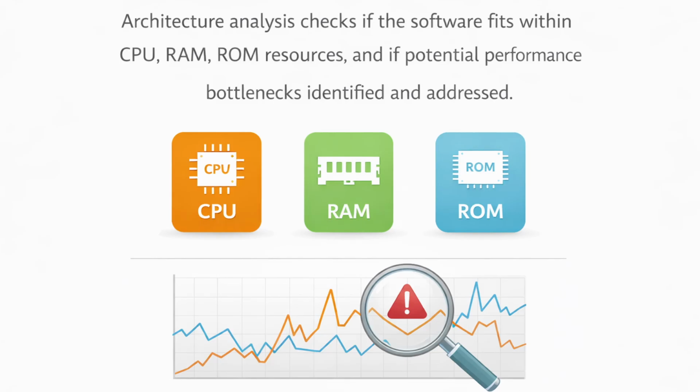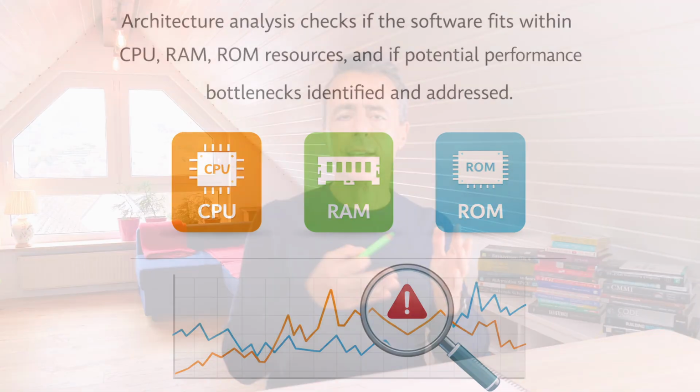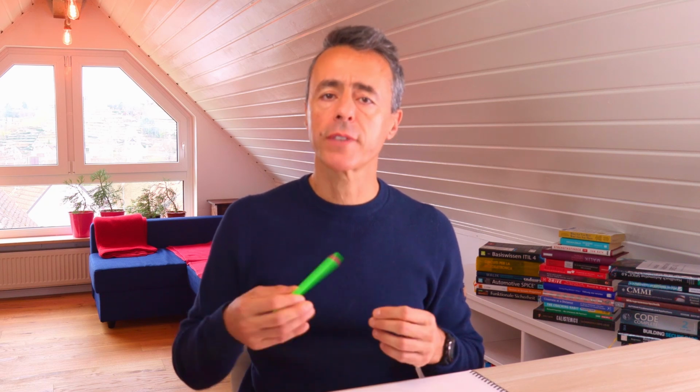Architecture analysis also checks whether resource and performance constraints are addressed at architecture level. This checks, for example, if the software fits with CPU, RAM and ROM resources, and if potential performance bottlenecks are identified and addressed. To close this session, remember this: a good architecture must be understandable, well-structured and future-proof. This is why architecture analysis must always include an analysis of the architecture itself against clear description and design principles.